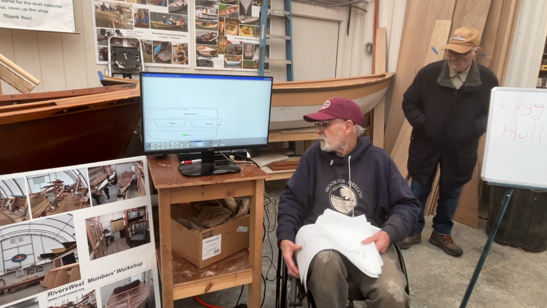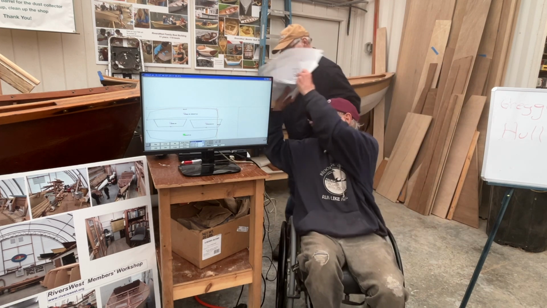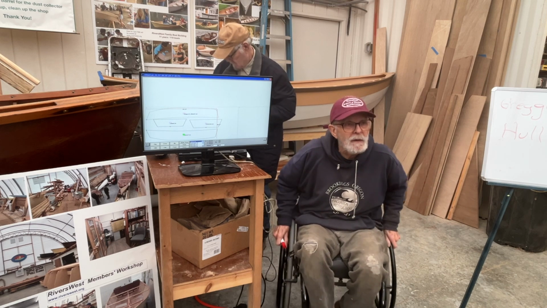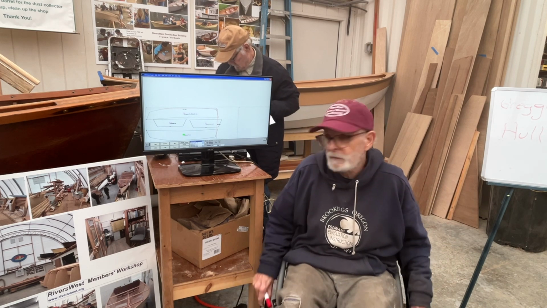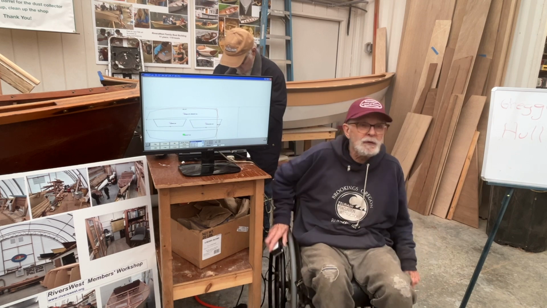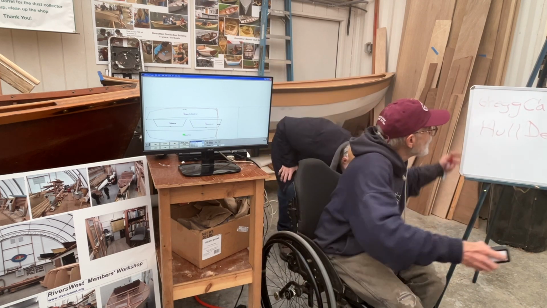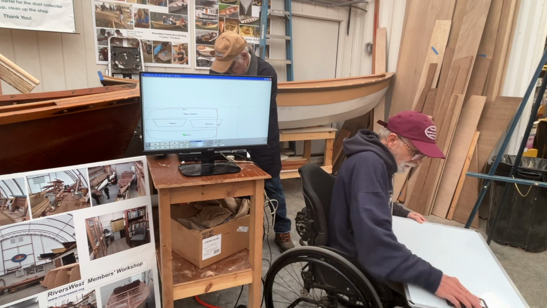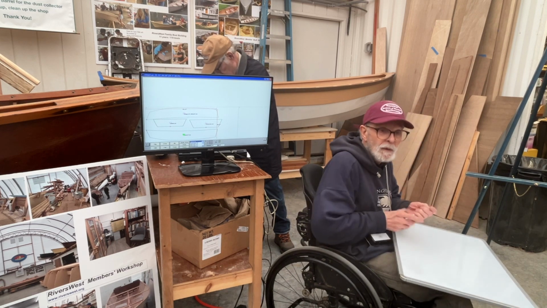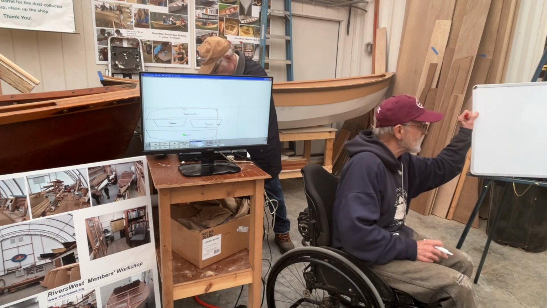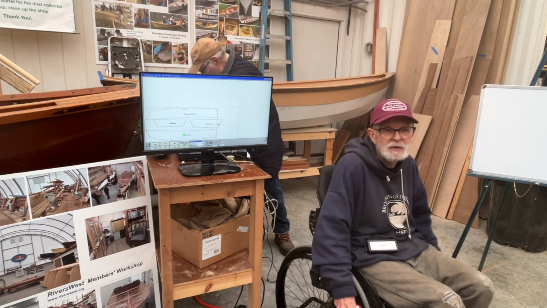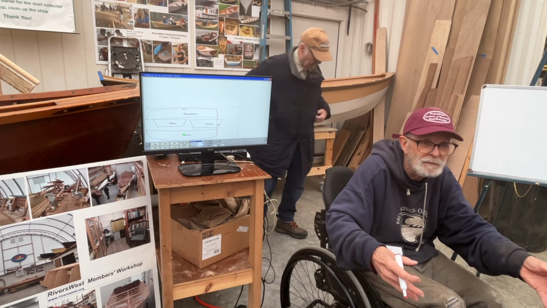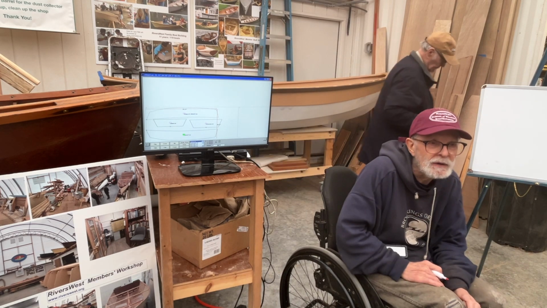Let's do some more interactive stuff. What are the qualities of a good tender? If you're trying to build, are we talking a motor tender, a sail tender, a rowing tender, multifunction? Excellent. Okay. What are the qualities? Let's say you've got a typical sailboat, 19, 22 feet. You want a tender. What are the qualities of a good tender?